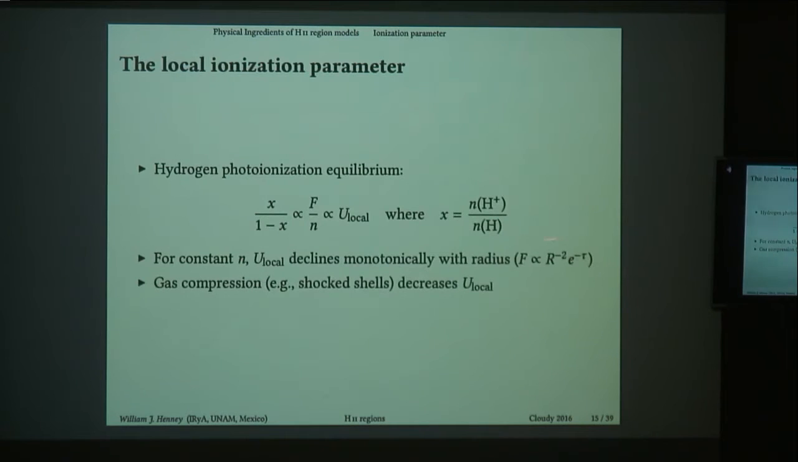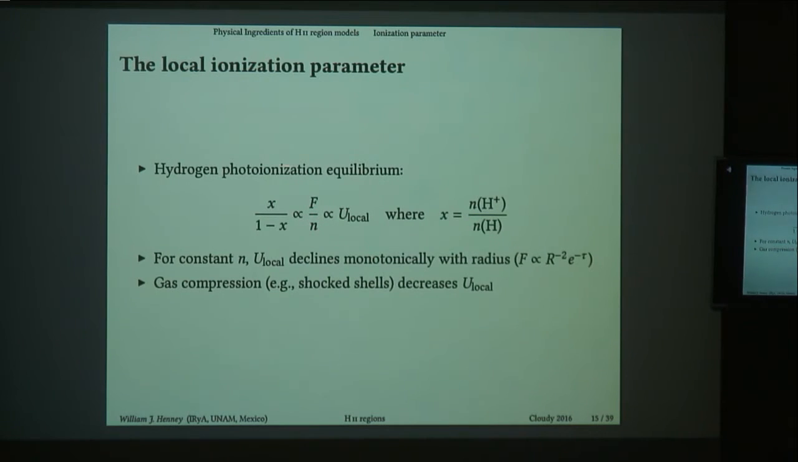Okay. So the other flavor I mentioned of the ionization parameter is the local ionization parameter. The global ionization parameter is a typical value of this ratio of photon to gas densities over the whole region, but you can also define the flux divided by the density locally within the region.